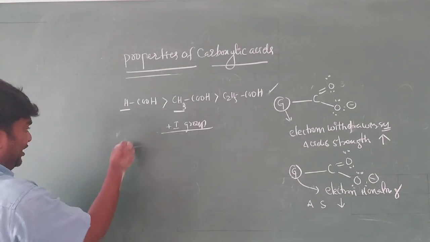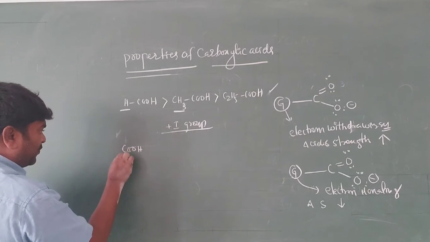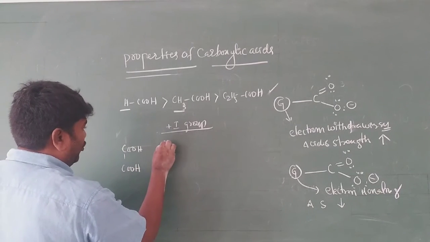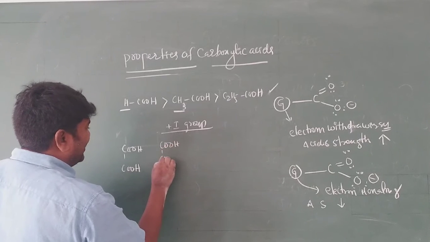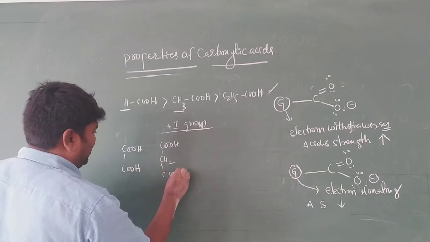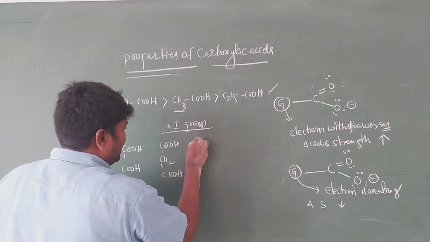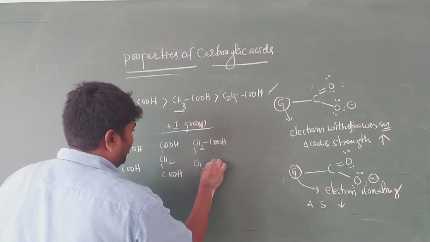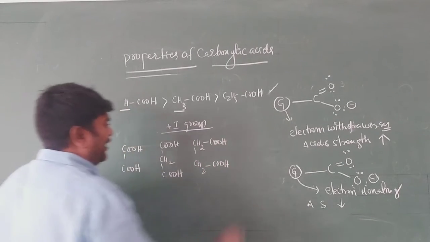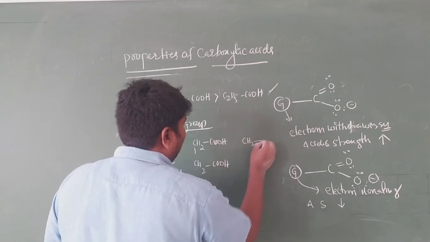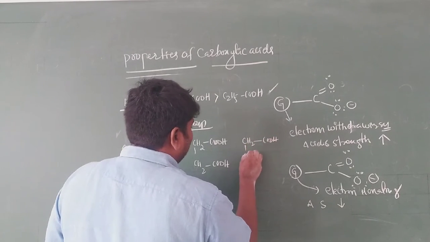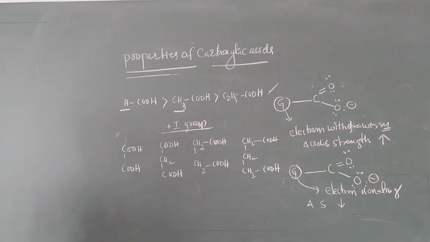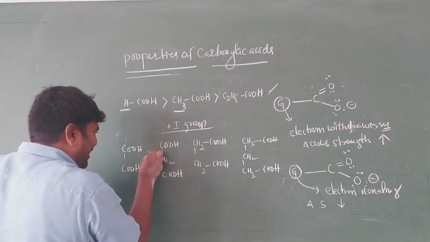Next one. Suppose see here, COOH, COOH. It is oxalic acid. Next, COOH, CH2, COOH. Next one, COOH, CH2, CH2, COOH. Next, COOH, CH2, CH2, CH2, COOH. Which is the strong acid here? Oxalic acid is a stronger acid than the others. You have to compare.